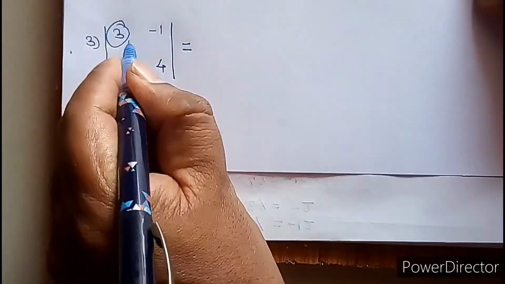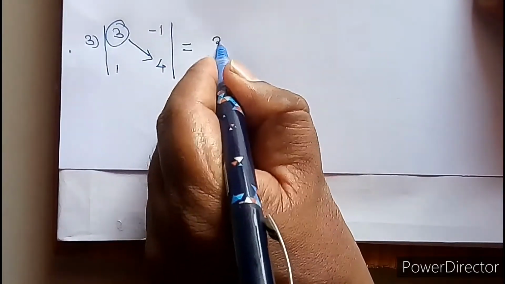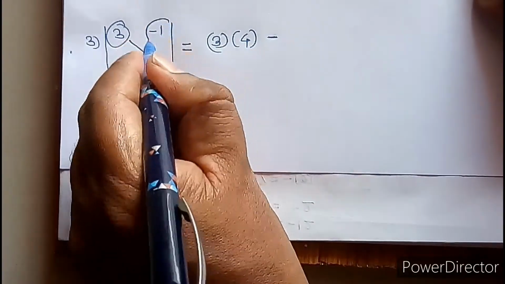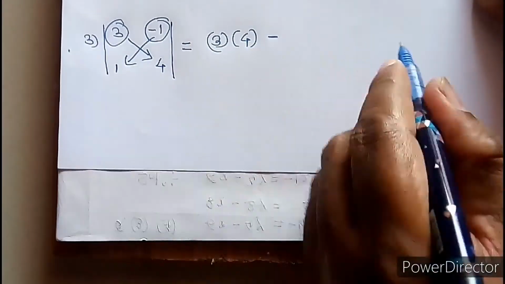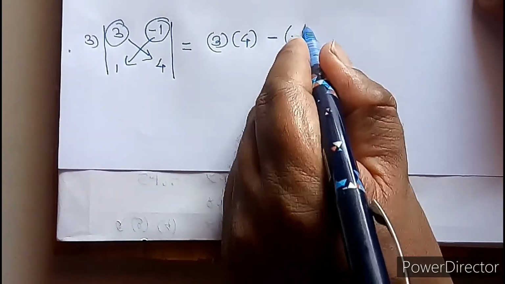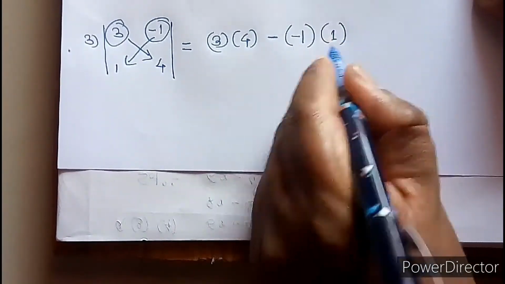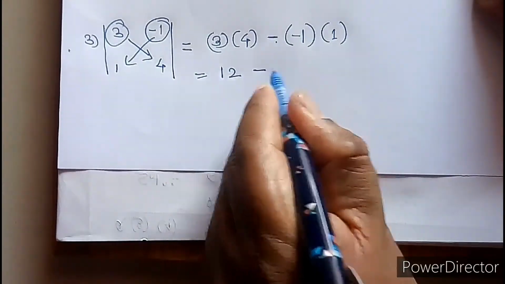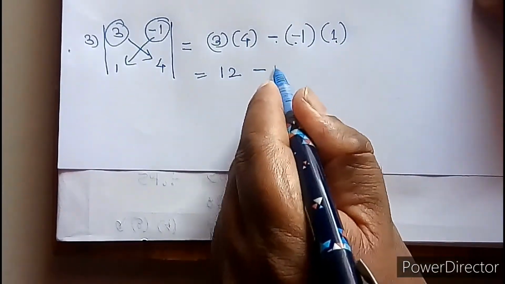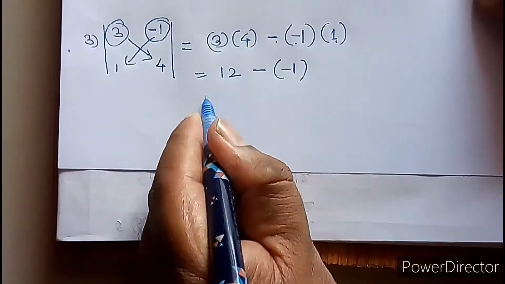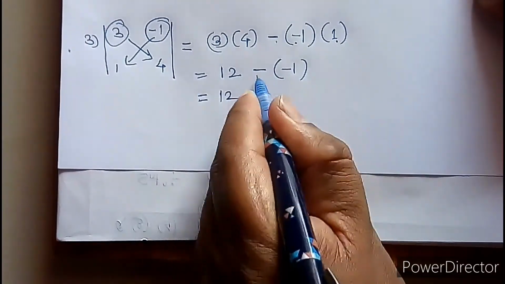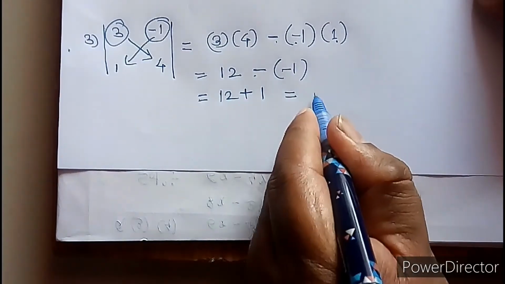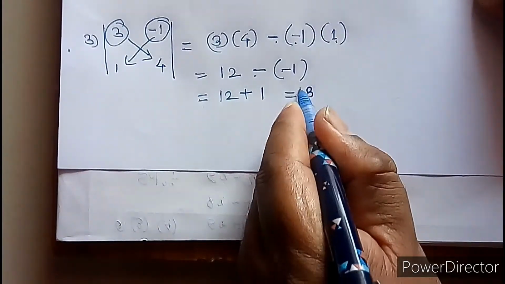Here this 3 will be multiplied with 4, that is 3 into 4 minus, as it is, now this minus 1 will be multiplied with 1. Now here 3 into 4, that is 12, minus, as it is minus 1 into 1, that is a minus of 1. Now here 12 minus minus will be plus 1, that is 12 plus 1 equals to 13.